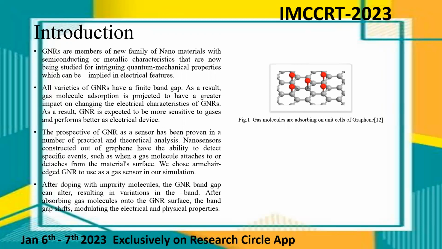Nanosensors constructed out of graphene have the ability to detect specific events, such as when a gas molecule attaches to or detaches from the material's surface. We choose armchair-edged graphene to use as a gas sensor in our simulation. After doping with impurity molecules, the GNR or graphene band gap can alter, resulting in variation in the band. After absorbing gas molecules onto the GNR surface, the band gap shifts, modulating the electrical and physical properties.